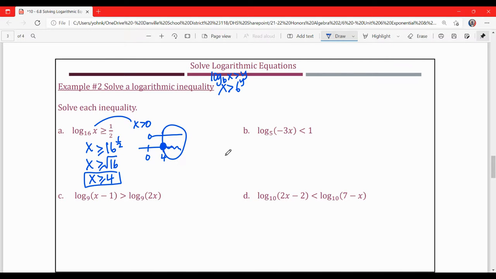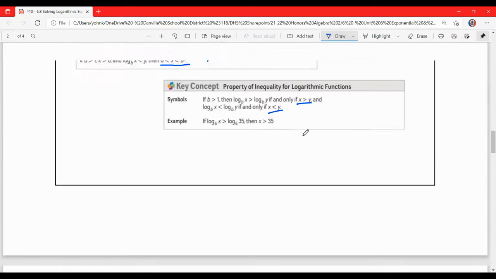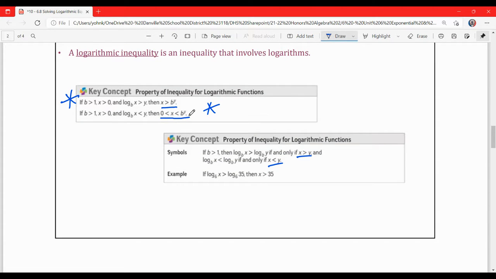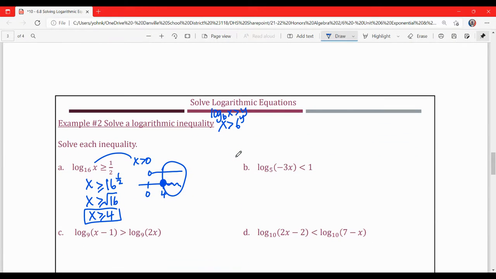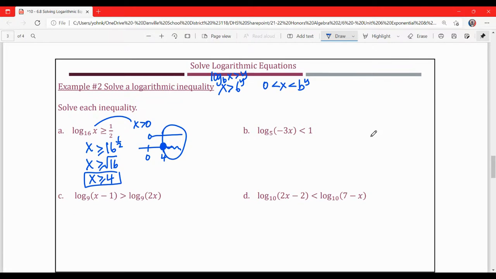All right, if we're looking at letter B, now we have a single log with a less than. So I'm going to be doing 0 is less than x is less than b to the y. So if I have log base 5 of negative 3x is less than 1, then I'm going to say 0 is less than x, which in this case is negative 3x, is less than b to the y, so 5 to the 1. So this gives me 0 less than negative 3x less than 5.